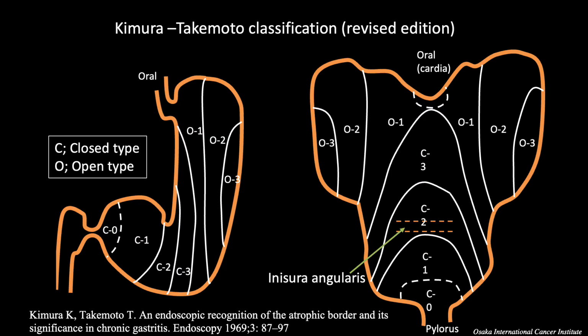Here we introduce the Kimura-Takemoto classification. The Kimura-Takemoto classification is currently the most important classification of gastritis, based on endoscopic findings of the spread of atrophy. Closed type atrophy is limited to the antrum to the cardia lesser curvature, while open type atrophy extends to the anterior and posterior walls. In this section, endoscopic images will be presented according to the Kimura-Takemoto classification.